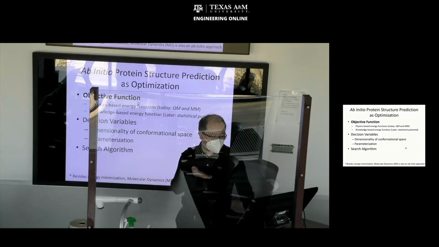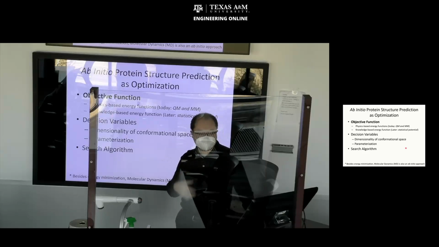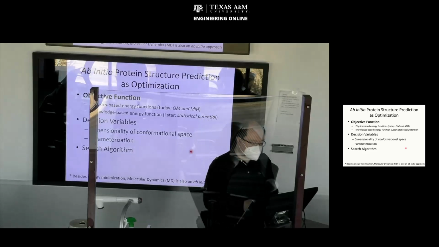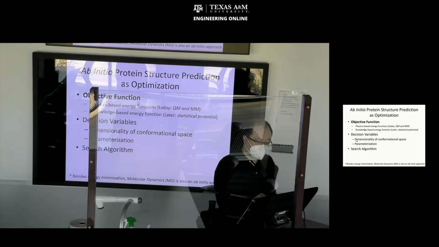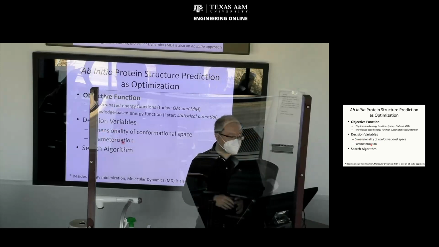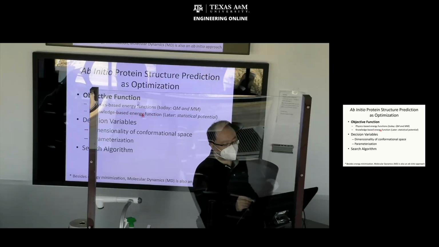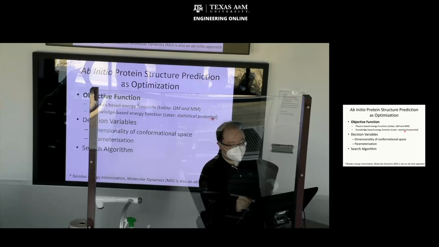We're going to talk about the physics-based, but also knowledge-based, for instance data-based, energy functions first. Then we're going to talk about the decision variables: what's the dimensionality, how do you parameterize it. In the deep learning world, the objective function is most likely learned. It's also knowledge-based, but it's most likely a deep learning model learned from the data. In other words, it's an extension of the statistical potential, okay?